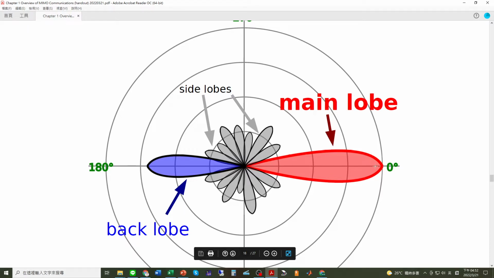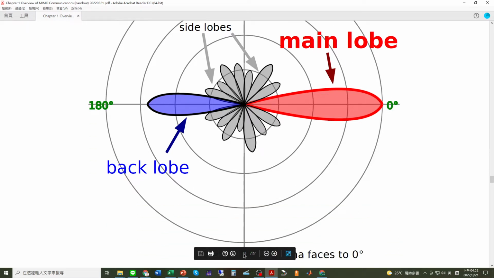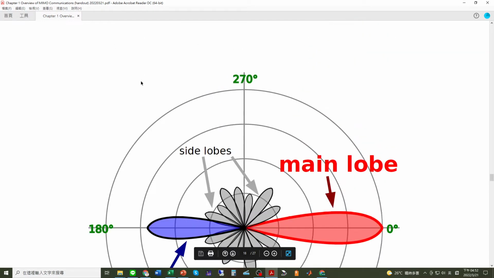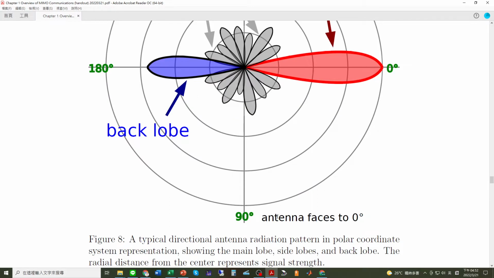Okay, and here is the 0 degree, 90 degree, 180 degree, and 270 degree. Okay, antenna faces to 0 degree. Okay, here.